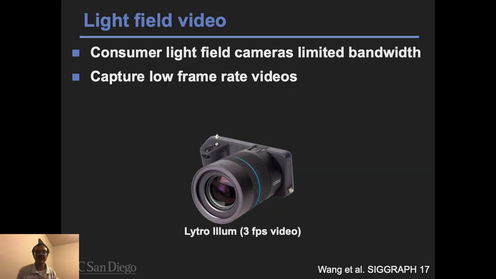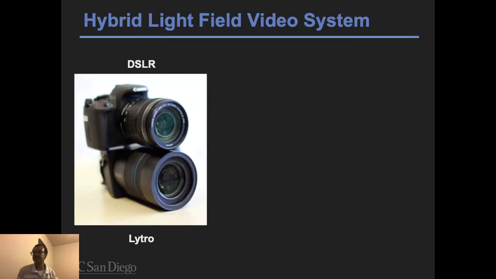Moving from images to video and going from angular super-resolution to temporal super-resolution, one of the challenges of light fields and light field cameras is that consumer light field cameras have limited bandwidth, and therefore they capture low frame rate videos. So the Lytro Illum is limited to capturing at 3 frames per second. It does capture a light field. You can see that this is 3 frames per second. It seems strobed, but you do have the 8x8 light field, and you have a nice light field you can get for it. It's just going to be at 3 frames per second.